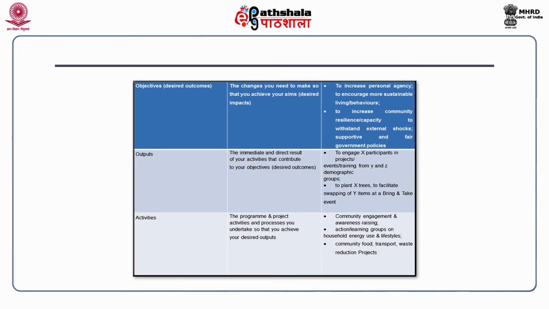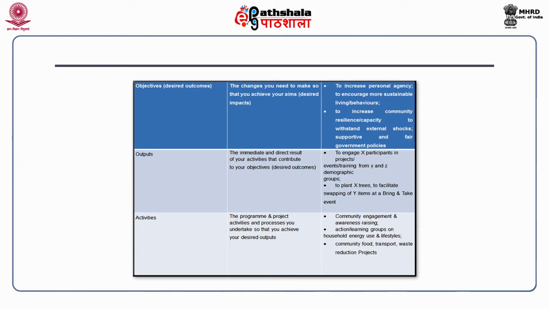The objectives to achieve this aim would be the next step, and the example of that is to increase personal agency, to encourage more sustainable behaviors, to increase community resilience. The outputs for this objective would be to engage the participants of the project, to give them training, to plant some amount of trees and facilitate swapping of the trees at a break and take event.